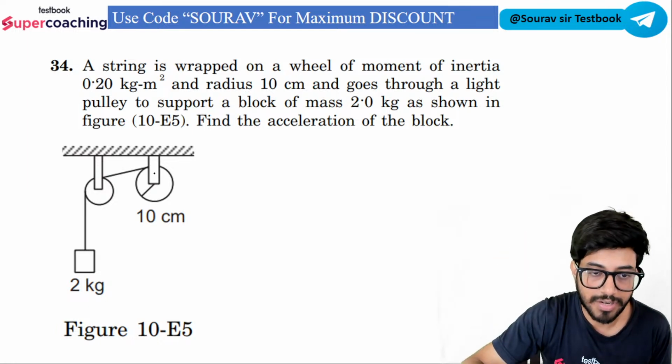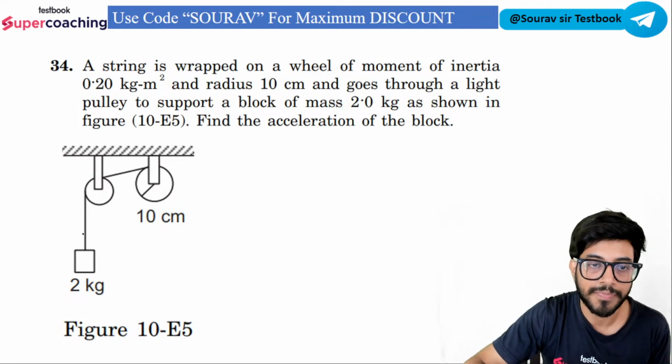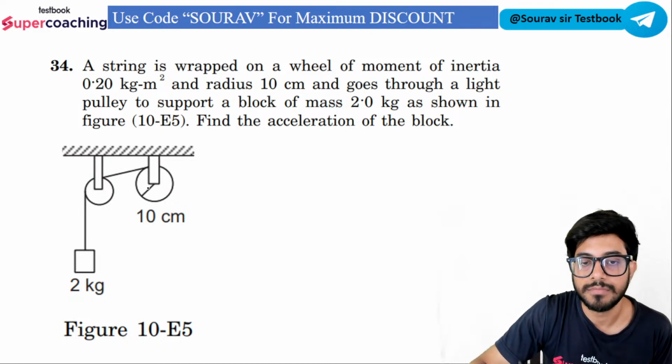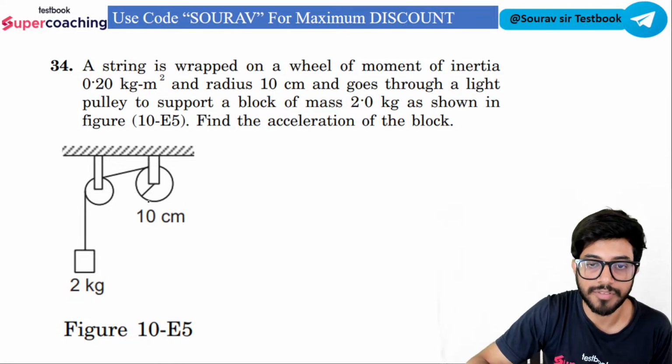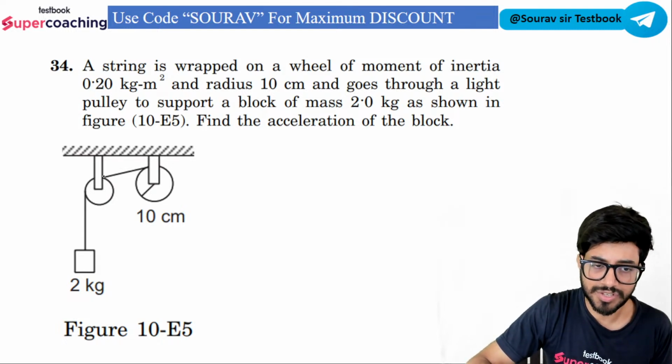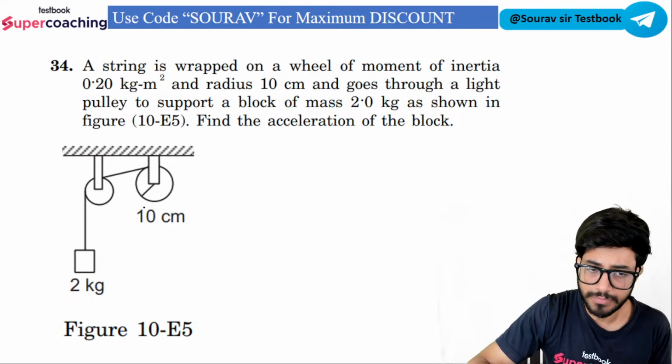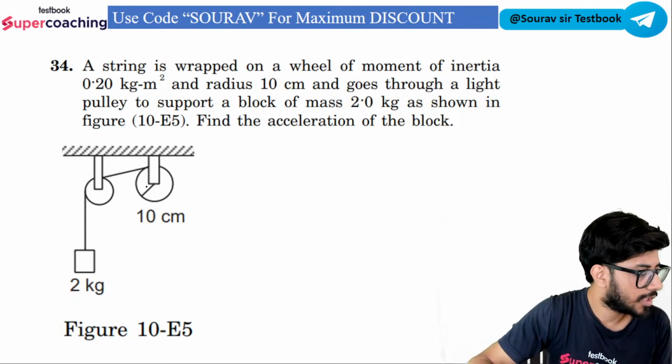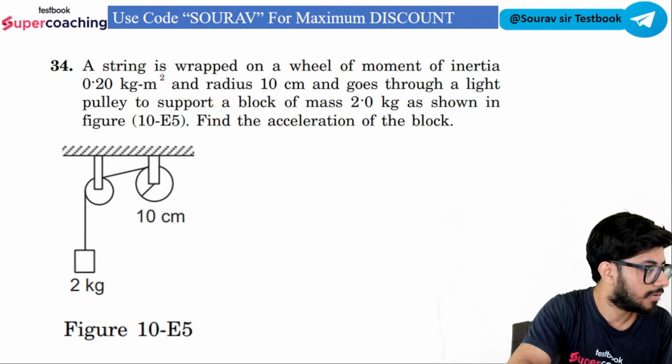Okay, fine. There is a string wrapped on the wheel and it's coming down. This wheel has a moment of inertia, and the string goes through a light pulley. This pulley is light, it is massless. So the string will slip over this pulley, but this pulley will not rotate, while the wheel will rotate. You just have to find out the acceleration.